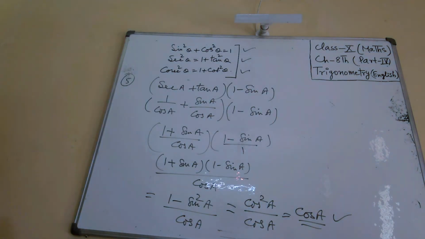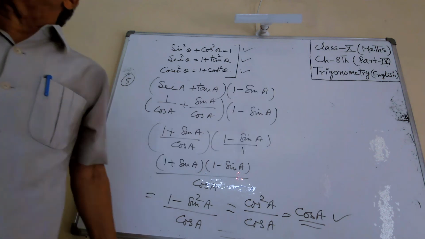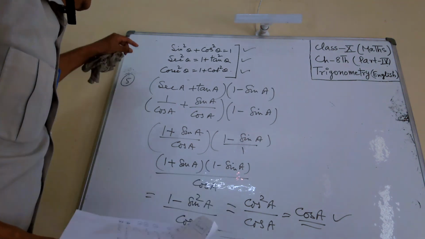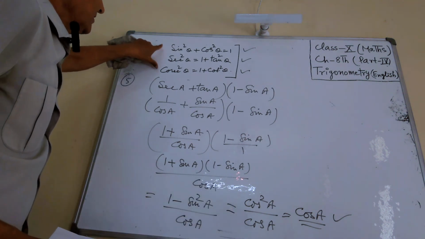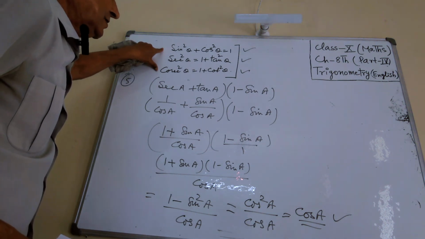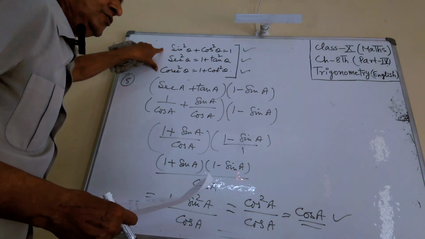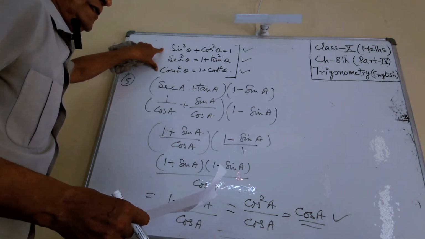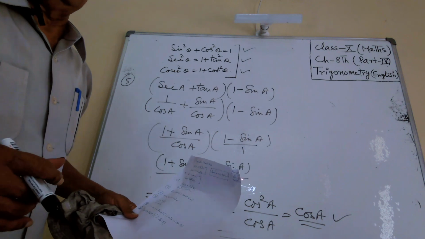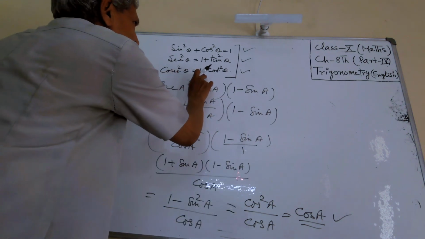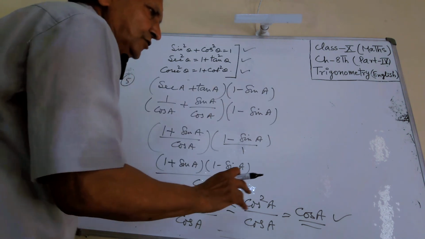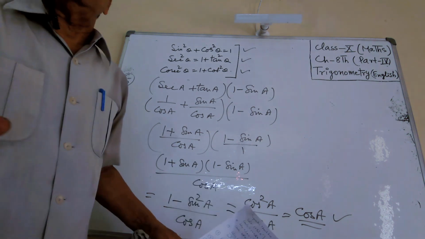Dear students, I have taken 5 questions from your NCERT book, and all the questions are very easy. In all questions you have seen, I applied these 3 identities. On application of these identities, you have to be very careful so that mistakes can be avoided. So remember these identities and apply them in all the questions very sincerely. You will get the correct answer.